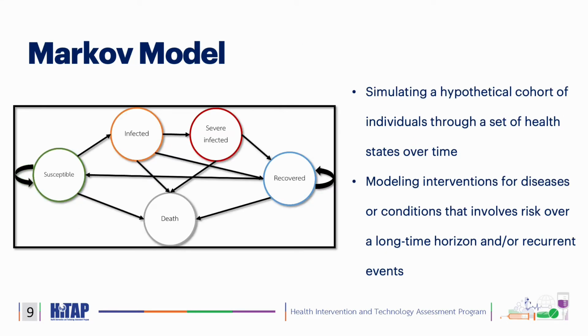Compared to the Markov model here, the model is simulating the cohort of individuals through the health states over time, and also allows an individual to stay in the same health state over time, and allows recurrent events to occur as well. For example, in this one, a patient starting from the susceptible state can maybe stay in the susceptible state or turn into infected, severe infected, and recovered state. Also, a patient in the recovered state can shift back into the susceptible state or stay in the recovered state over time.